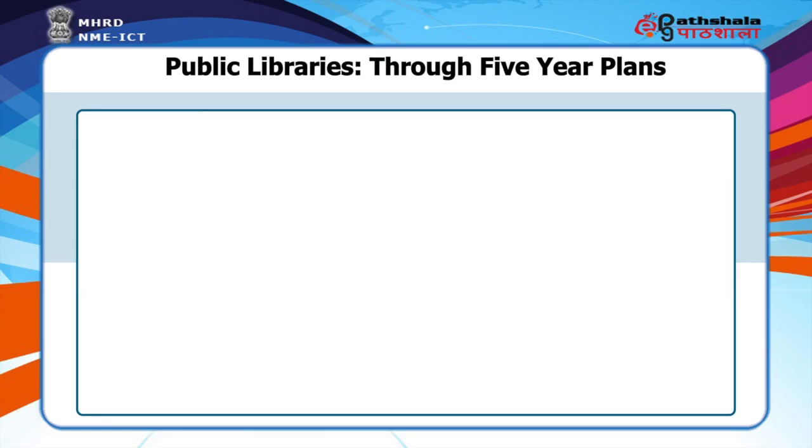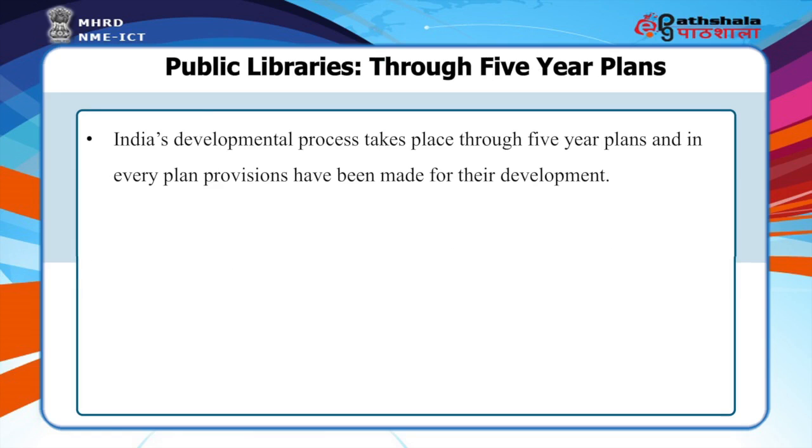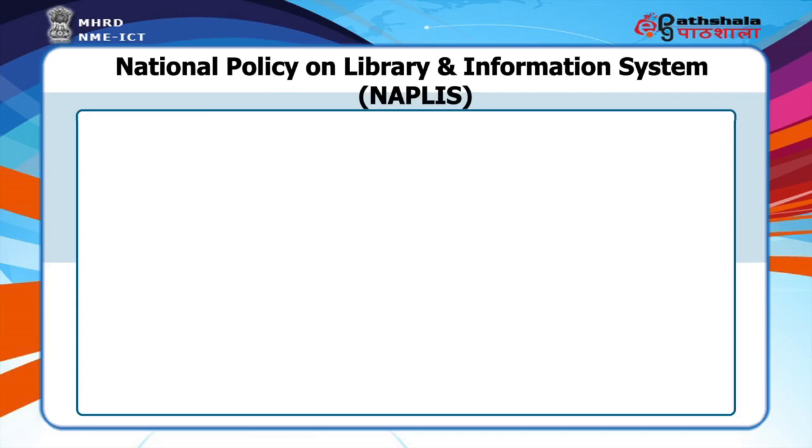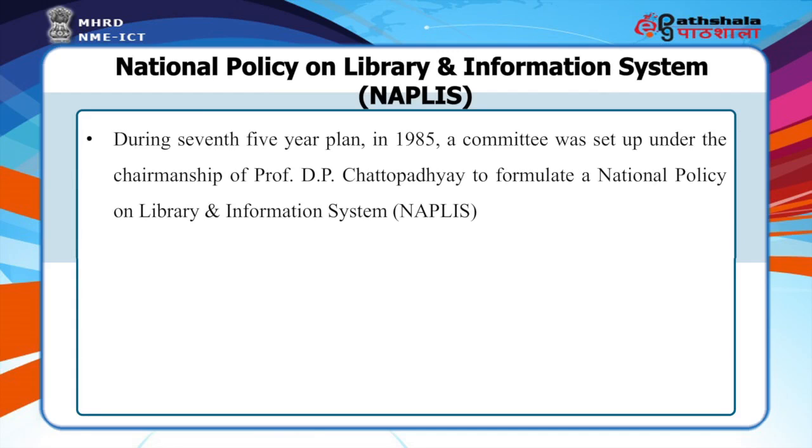Public libraries through 5-year plans. India's developmental process takes place through 5-year plans, and in every plan provisions have been made for their development. National Policy on Library and Information Systems. During the 7th 5-year plan in 1985, a committee was set up under the chairmanship of Professor D. P. Chattopadhyay to formulate a national policy on library and information system, NAPLIS.